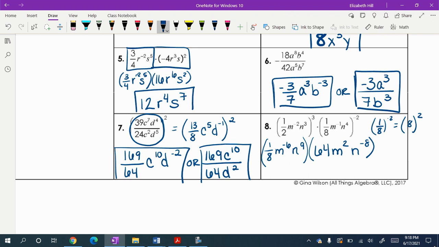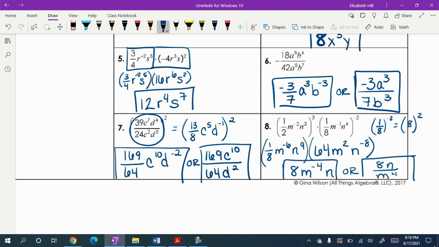So then now I'm going to multiply 1/8 and 64. Well, that gives us 8. M to the 6th and m squared gives me m to the -4th power, n to the 9th and n to the -8, I add those and I get n to the 1st power. So again, there's one option, or if you wanted to do this as 8n over m to the 4th, that would be an option as well.